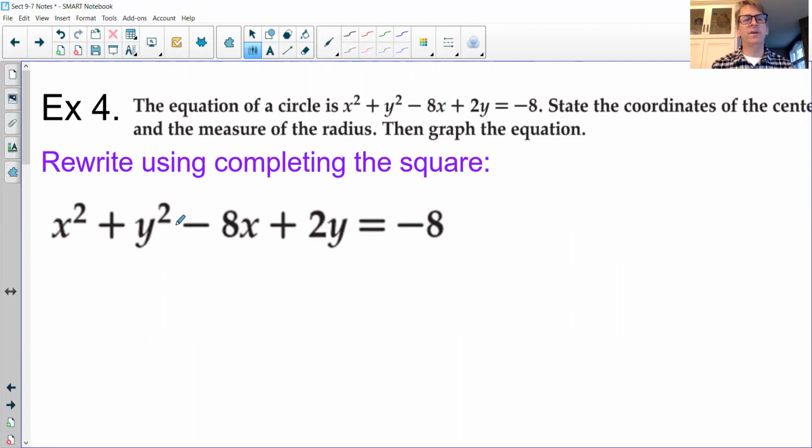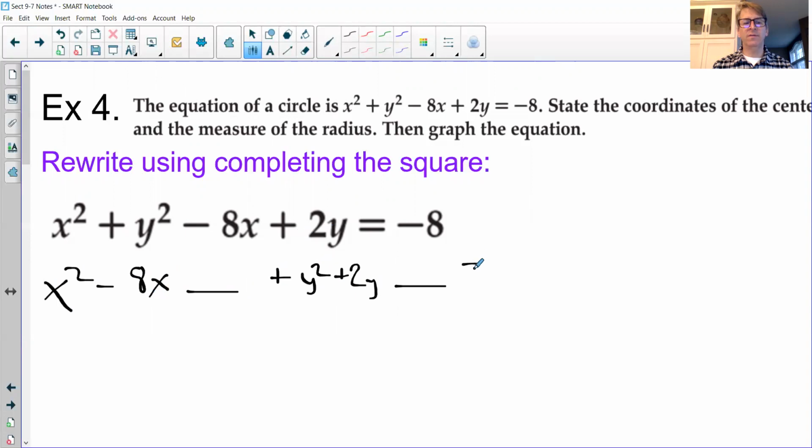Let's group together the x's, x squared minus 8x. Okay. And then I'm going to leave myself a little space here, okay? Because then I'm going to add the y squared plus 2y. Then I'm going to leave myself another little space, okay? Past that, and that's equal to -8.